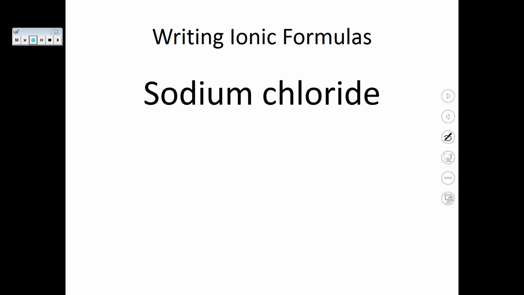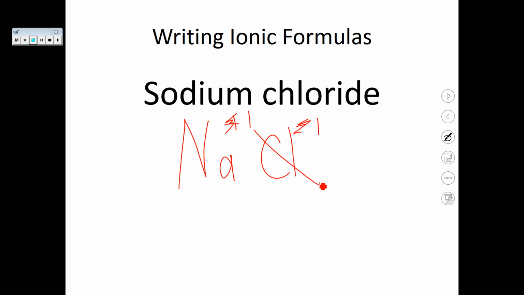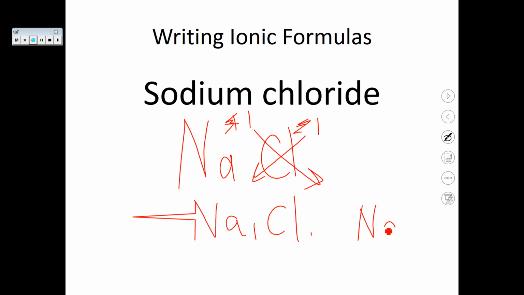Let's take a look at sodium chloride. Sodium's symbol is Na, chlorine's is Cl. Sodium's oxidation number is +1 from the periodic table. Chlorine is -1. You're going to drop the signs, and then you're going to drop and swap the numbers. So you have Na1, Cl1. You don't write the ones. It's understood that if the symbol is there, then it means that there's one of that element. So you would simply write it as NaCl.